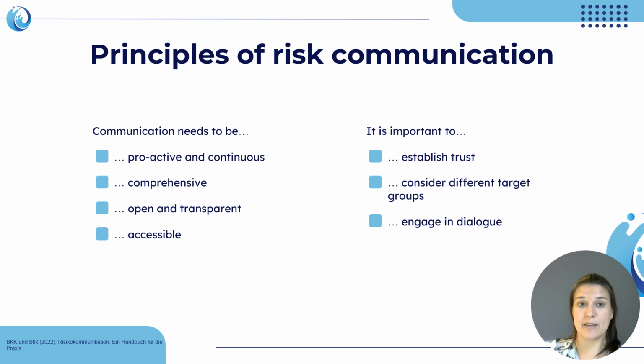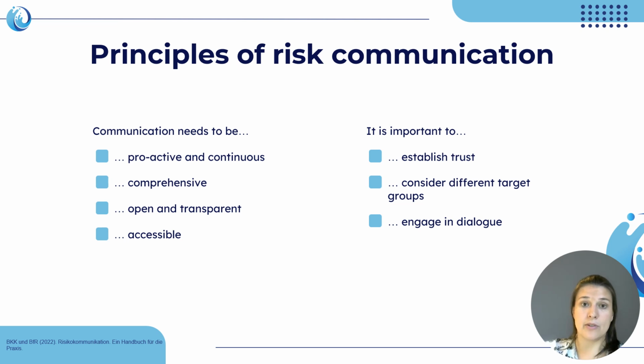Communication must be proactive and continuous to generate awareness for potential risks. It's important to provide comprehensive, that means up-to-date, accurate and complete information on the state of research into the short and long-term effects and side effects. Open and transparent communication is key, and that includes scientific uncertainties. It's important to keep information accessible so that it is easily understood.